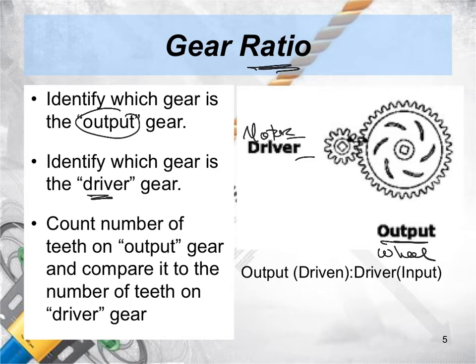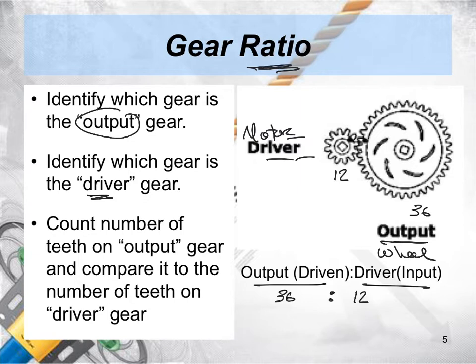We can count the number of teeth on our output gear. Maybe in this case it's 36 and this one is 12. And then we compare it to the number of teeth on the driver gear. And then we write it, as you see down here on the bottom, output to driver. In this case, 36 to 12. And that is our gear ratio.